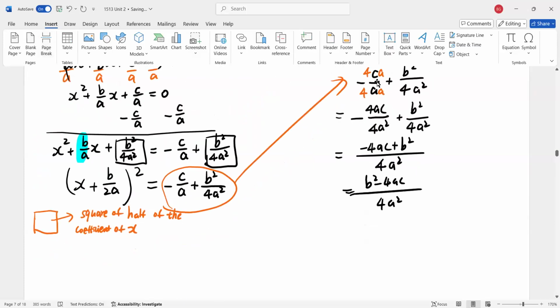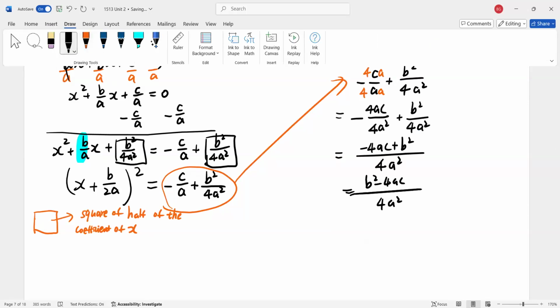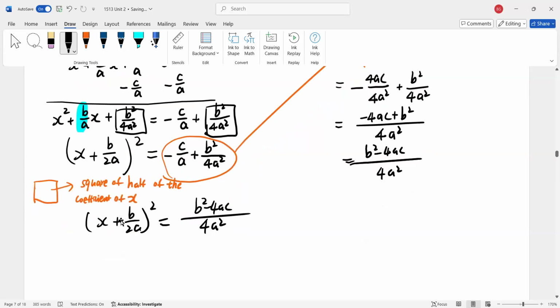So the right side of the equation becomes, left side, x plus b over 2a to the power 2. Right side becomes b squared minus 4ac all over 4a squared, right? And now we finally have the ideal form we want in order to apply the square root property.